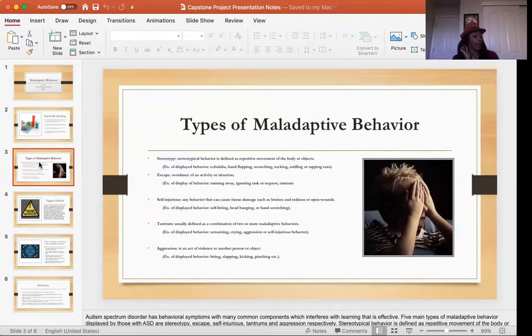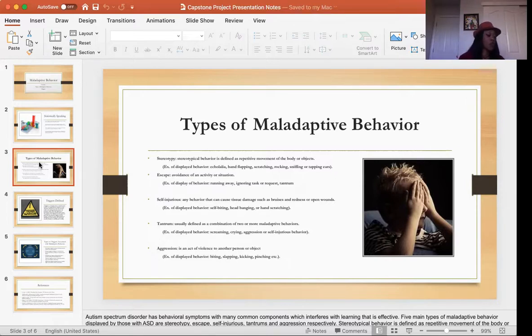Stereotypy occupies a significant proportion of the behavioral repertoires for children with autism. Therefore, many researchers and clinicians consider it an important behavior to target for behavioral interventions.